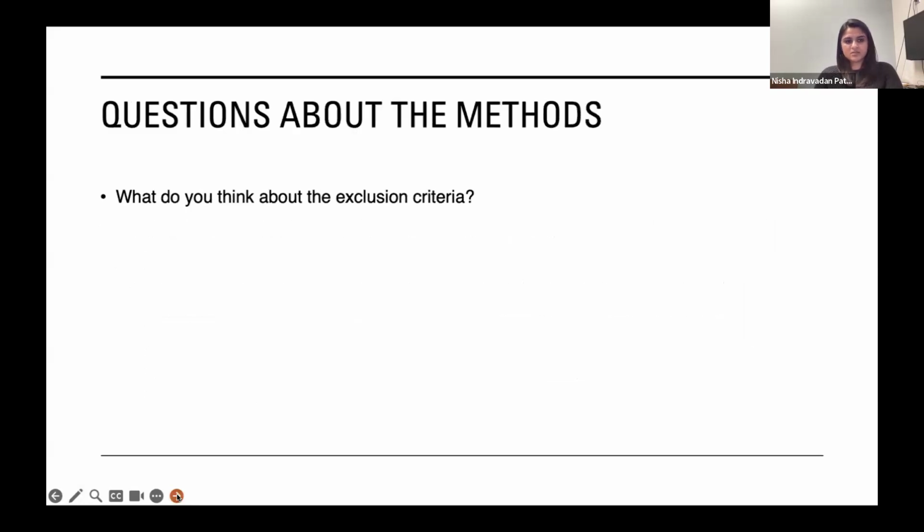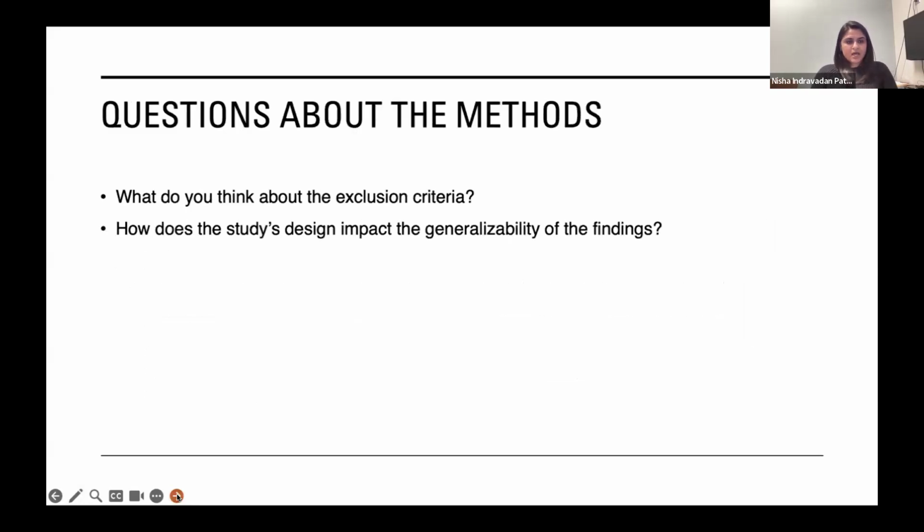So we talked about the exclusion criteria. What do you guys think about the design of the study where patients had all these devices on? And do you think that, if we have findings, we can generalize this to the general public?